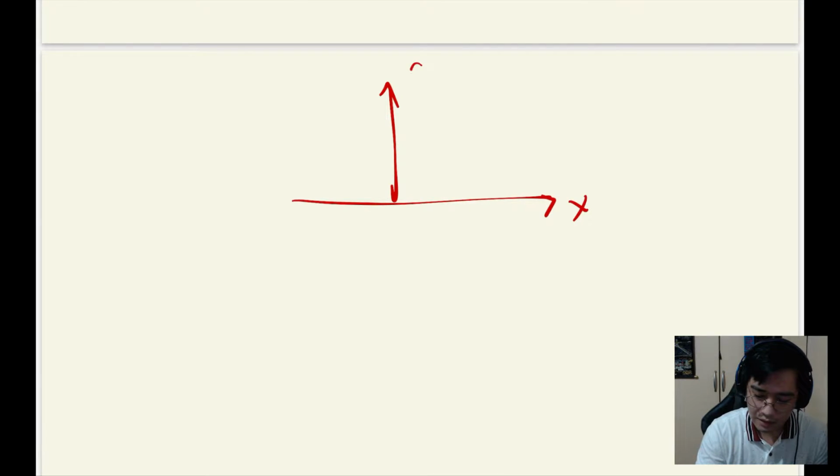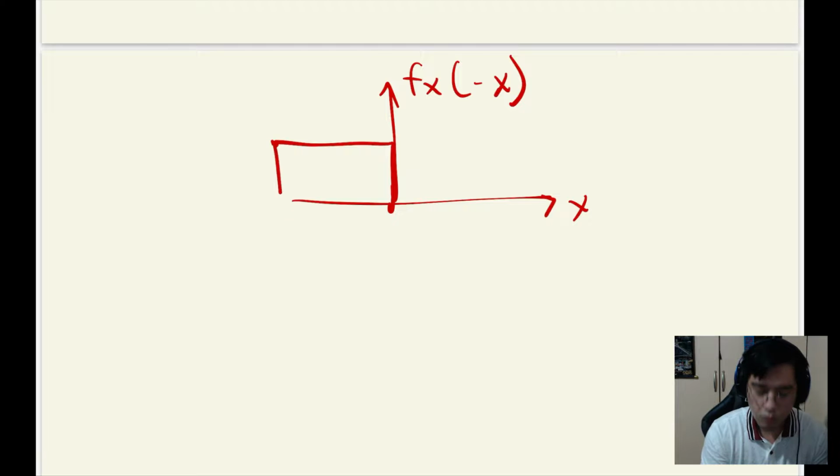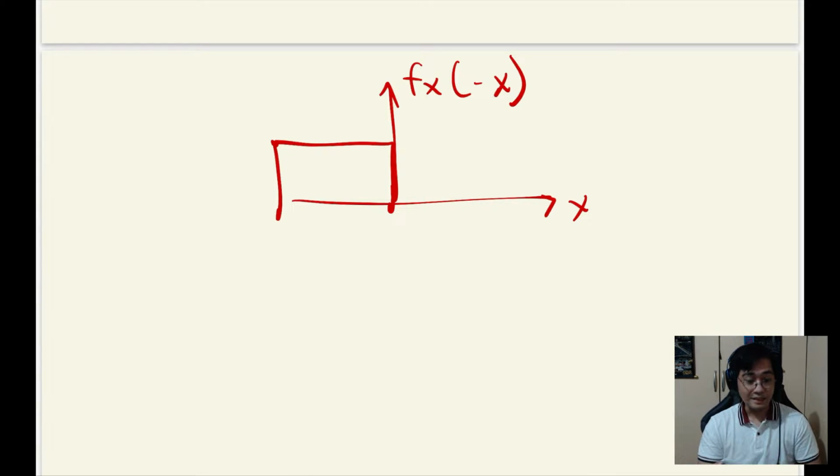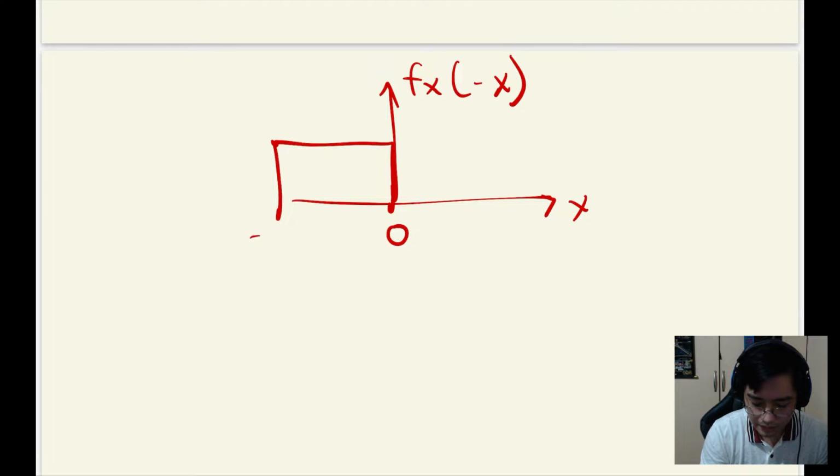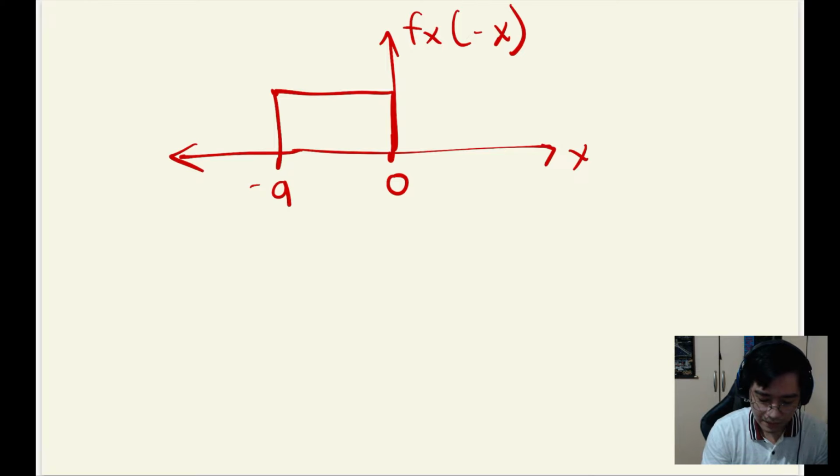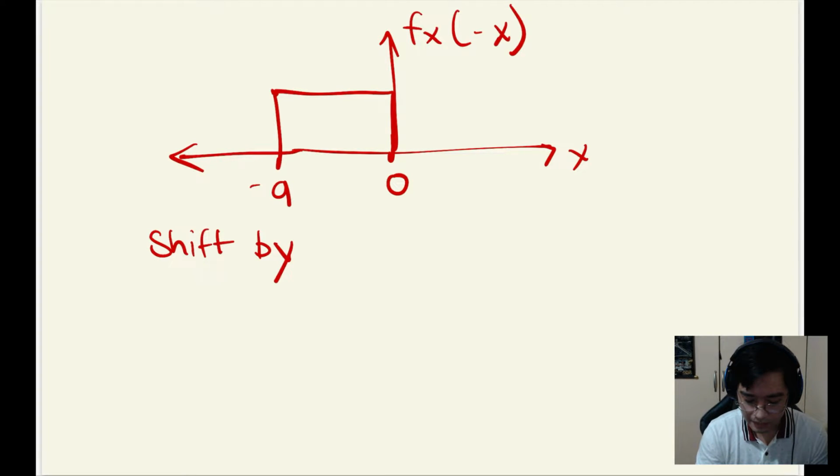What we are going to get is f sub x of negative x. So it is already flipped with respect to the y-axis. This one is 0, and this one is negative a. And then the next step is to shift by z.